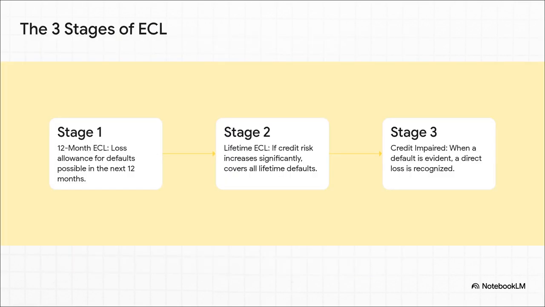The model works in 3 stages. When a loan is first made, it's in stage 1. The company just has to set aside a small provision for any defaults it thinks could happen in the next 12 months. But if that borrower's credit risk gets significantly worse, the loan moves to stage 2. And this is a big jump because now the company has to account for all possible defaults over the entire life of the loan. Finally, if there's solid evidence of a default, it moves to stage 3. The asset is considered credit impaired and an actual loss hits the books.